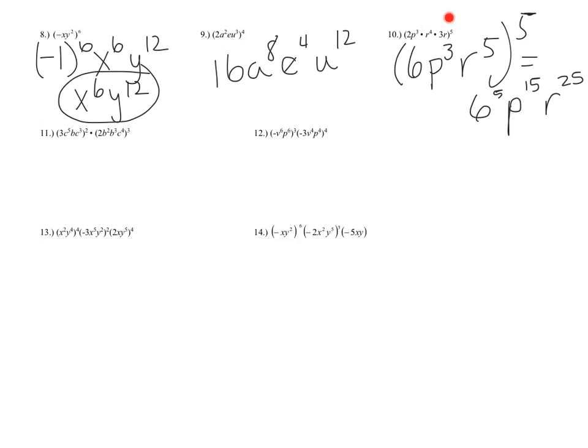So if you brought the 5 in to everybody first, that's okay, but then look, you have to combine your R's, and then you have to combine the things that you multiplied together, the 2 to the fifth and the 3 to the fifth, which makes things a little bit harder.